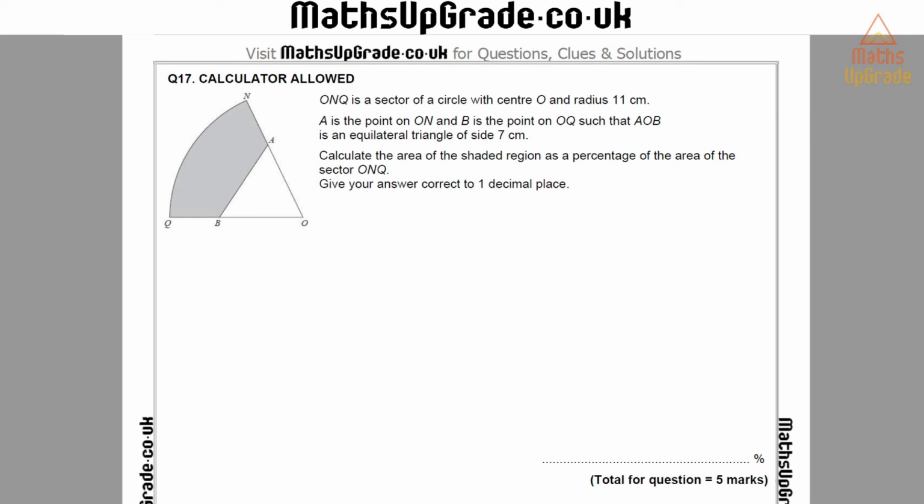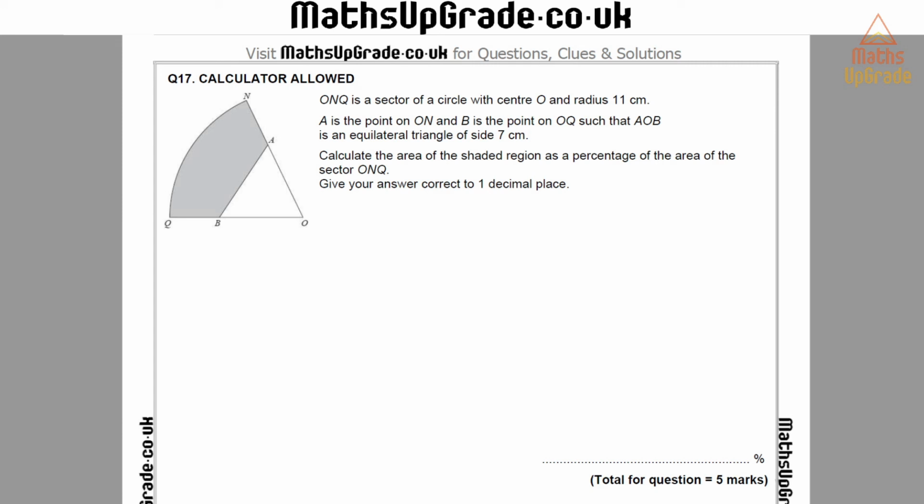Question 17 is similar to question 16 in that this involves the area of a sector and it also involves the area of a non-right angle triangle using trigonometry. ONQ is a sector of a circle with centre O and radius 11. A is the point on ON and B is the point on OQ, such that AOB is an equilateral triangle of side 7. Calculate the area of the shaded region as a percentage of the area of the sector ONQ. Give your answer correct to 1 decimal place, and this is for 5 marks.